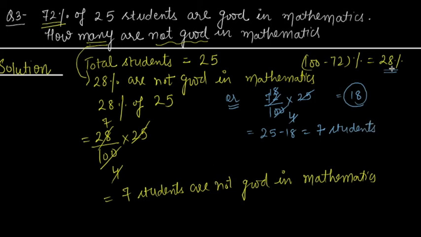In the first part, we calculated the percentage of students not good in mathematics initially. And here we have calculated 72%, which is the ones who were interested, and then subtracted from the total. Again, it gives you 7 students. So both methods you can do either way. So this was question number 3 of exercise 8.1.